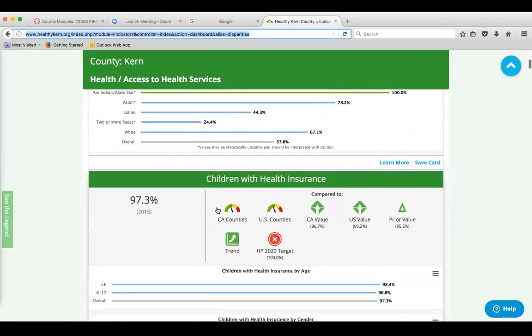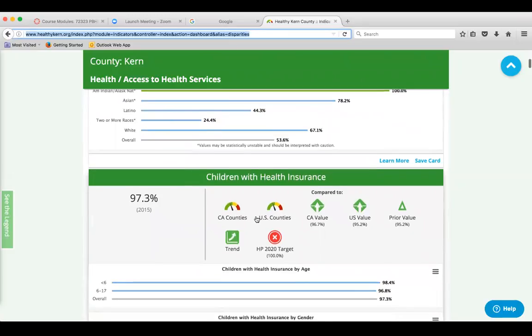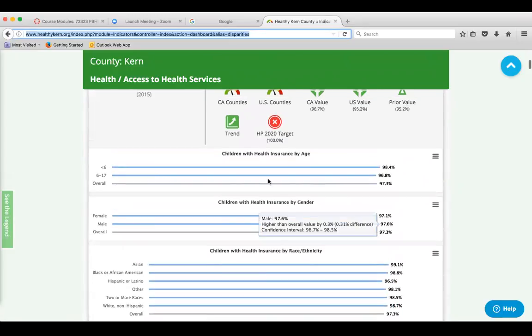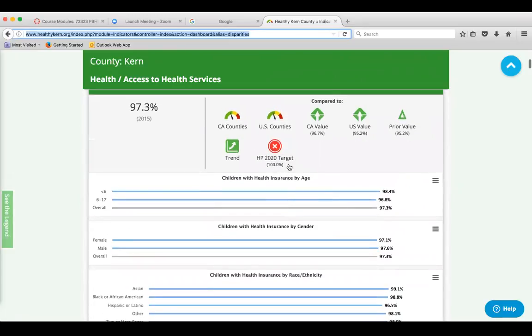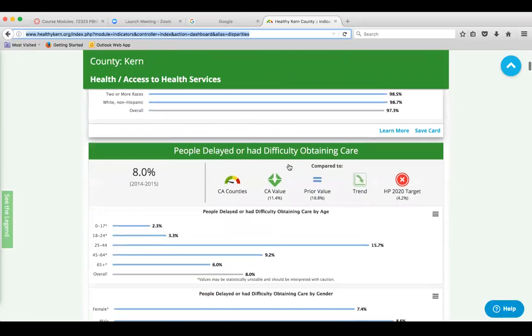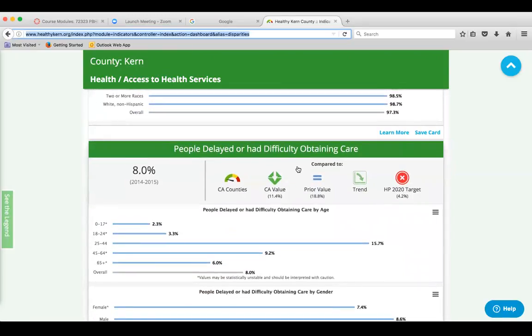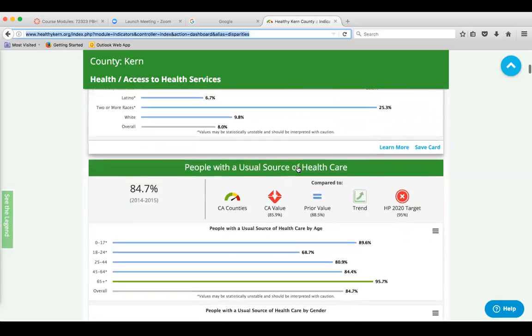Children with health insurance, we're starting to go into the yellow. And so this is the Healthy People 2020 target. Remember, they set targets. Remember, I just mentioned that, 100%. I'm not going to get it. People delayed or had difficulty obtaining care.